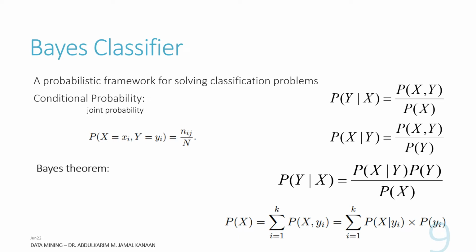Now Bayes' theorem actually substitutes these two equations. So given x, the probability of y is supposed to be the joint probability of x and y, but based on the second equation we can substitute another conditional probability. So given y, the probability of x multiplied by the probability of y, divided by the probability of x. And this is the Bayes theorem.